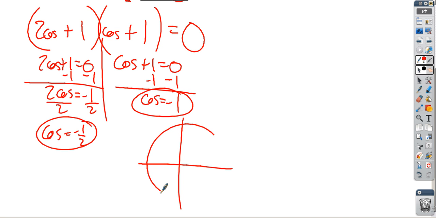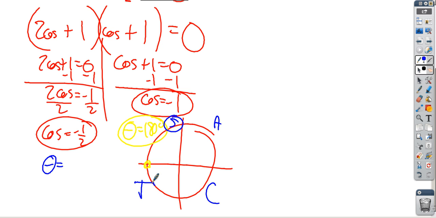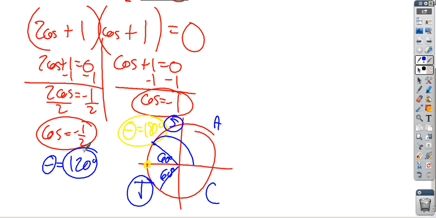So here's a unit circle. Cosine is the x-coordinate. Where does the x-coordinate equal negative 1? Right here at 180. So there's our first solution. Now looking at the 1/2, which angle has a cosine of 1/2? It's 60 degrees, but it's 60 in the quadrants where cosine is negative. And cosine is negative in quadrants 2 and 3. So we need a 60 right here, and we need a 60 right here. This 60 is 180 minus 60, which is 120. And this other 60 is 180 plus 60, which is 240.